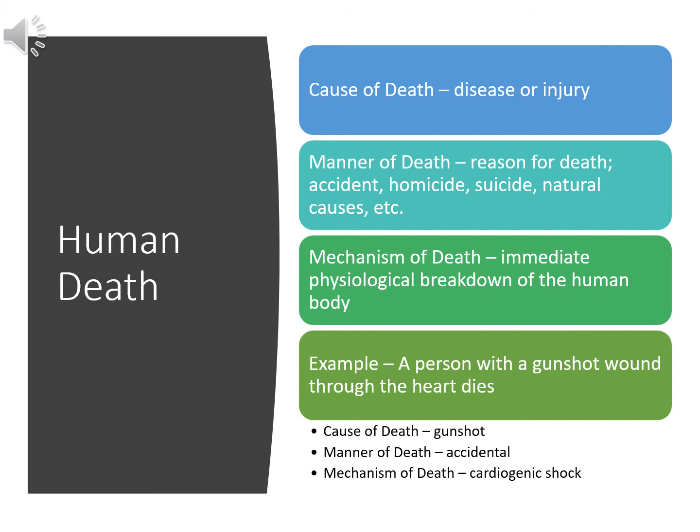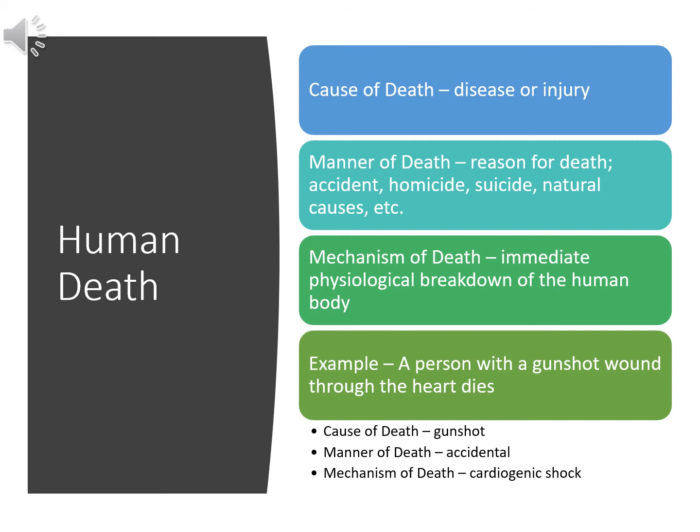If we look at the mechanism of death, this is the immediate physiological breakdown of the human body. So if we're talking about a homicide, was the person stabbed and they lost so much blood that they died? That would be the mechanism of death, exsanguination we call it, or by a gunshot. Again, they could have bled to death, exsanguinated from that. So if we follow that example of a gunshot wound, the cause of death would be the gunshot. The manner could be accidental or homicidal, depending on the nature of that gunshot. Was it because the gun went off accidentally, or was it intentional and either suicidal, the person intentionally shot him or herself, or homicidal, they were shot by another person.